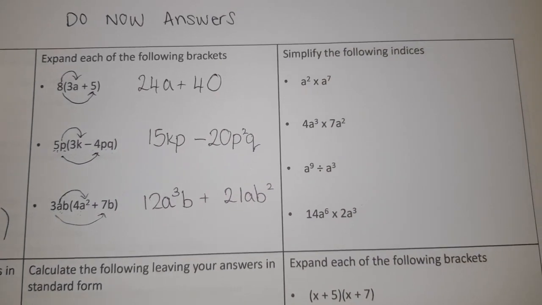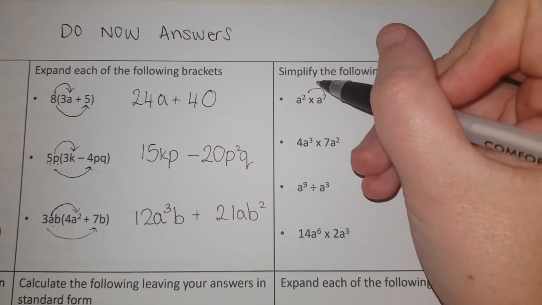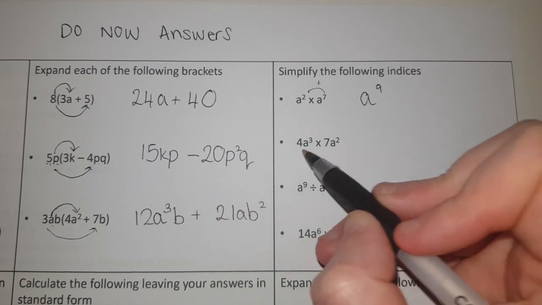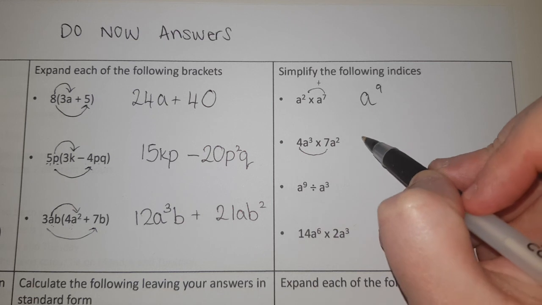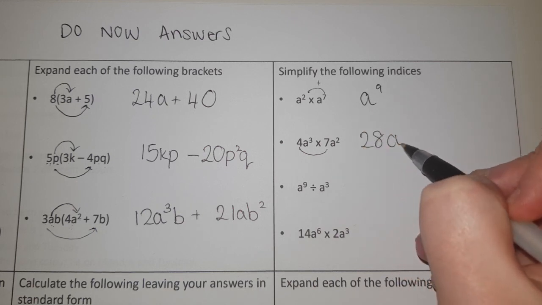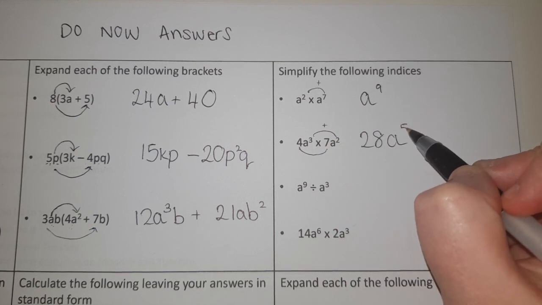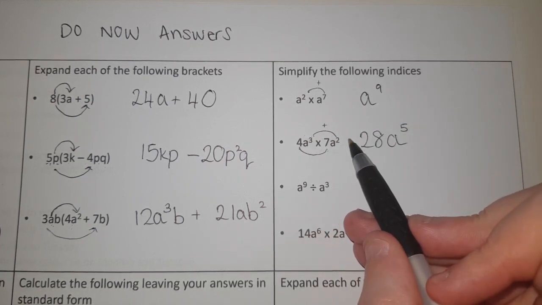Right, simplifying indices. So remember, when you multiply, the rule is that you add the powers. So I get a to the power of 9. If you're multiplying and there are numbers in front, you just multiply the numbers as normal. So 4 times 7 is 28. A to the power of, and we add the powers. 3 add 2 is 5. So numbers in front multiplied as normal, powers are added.